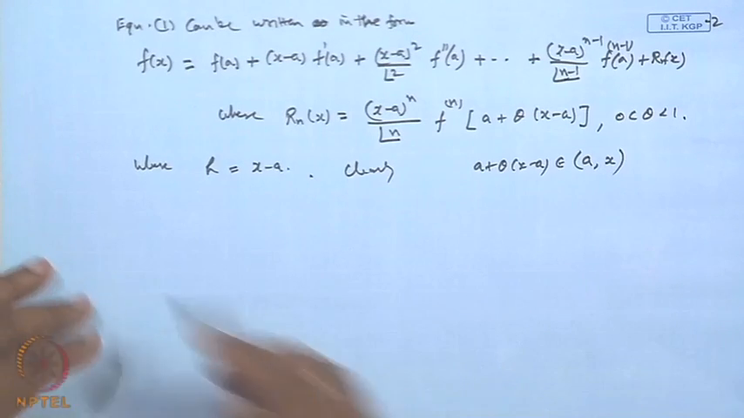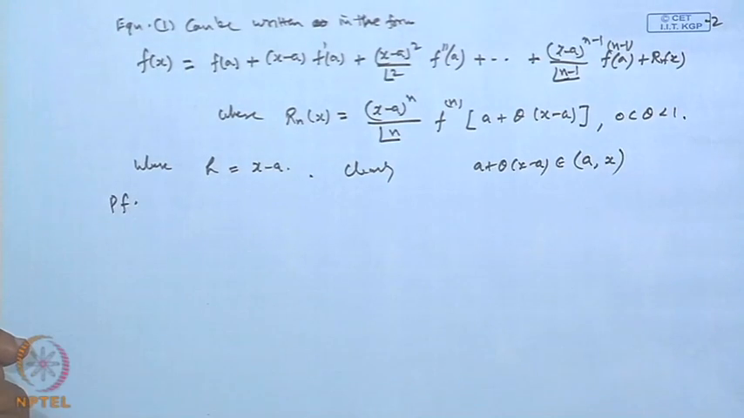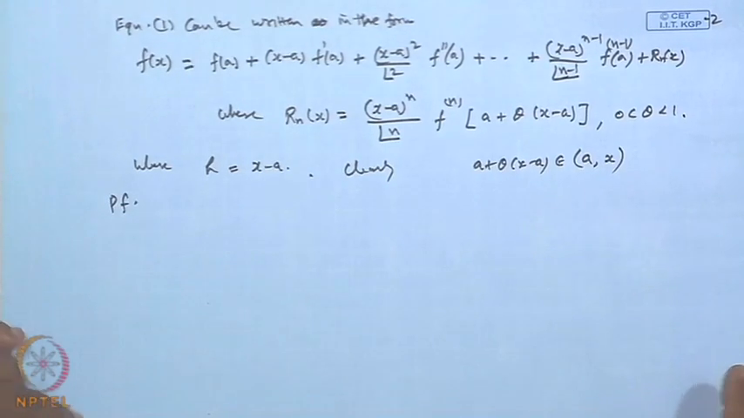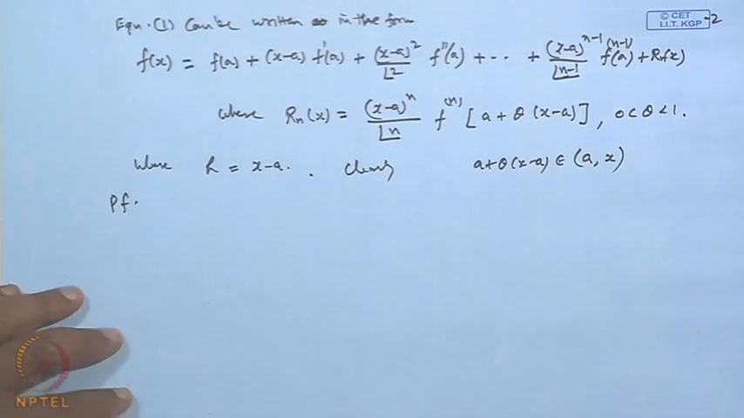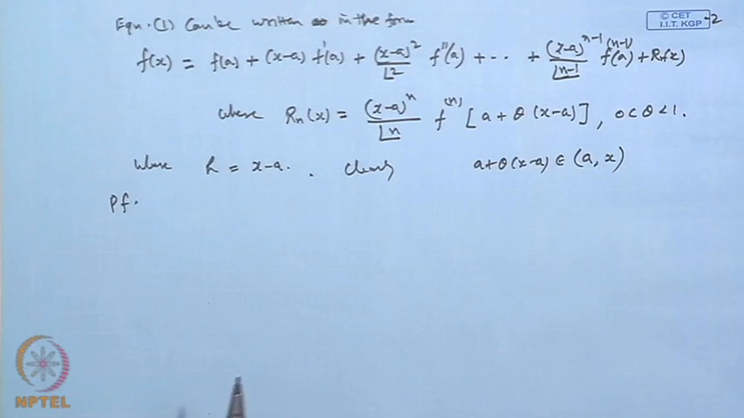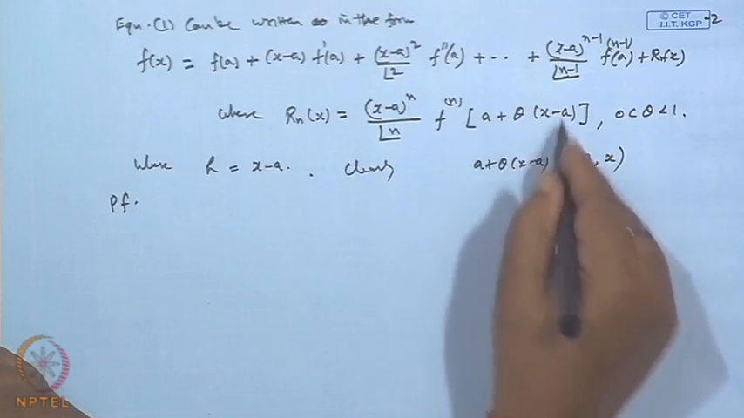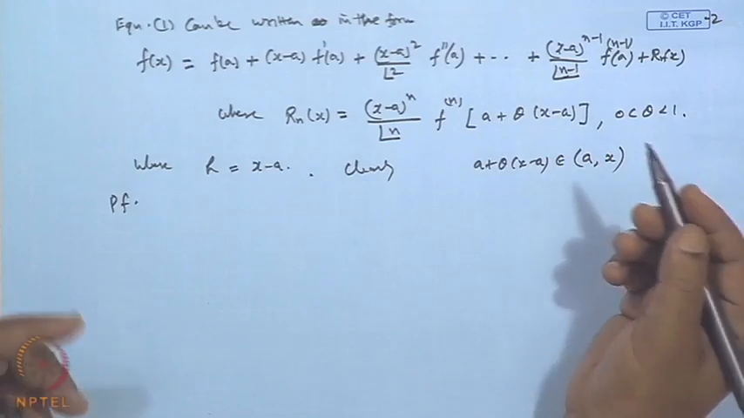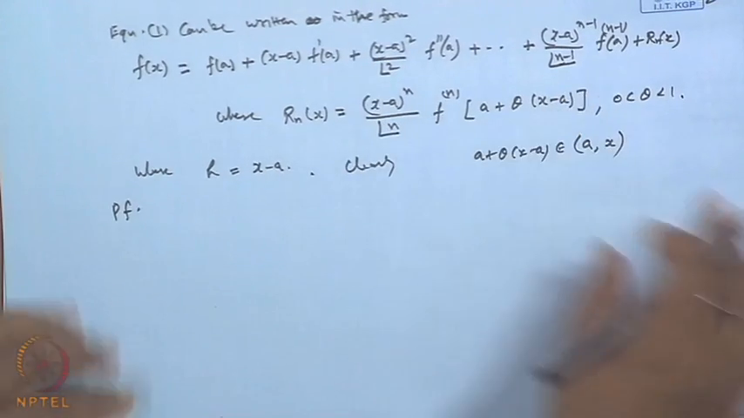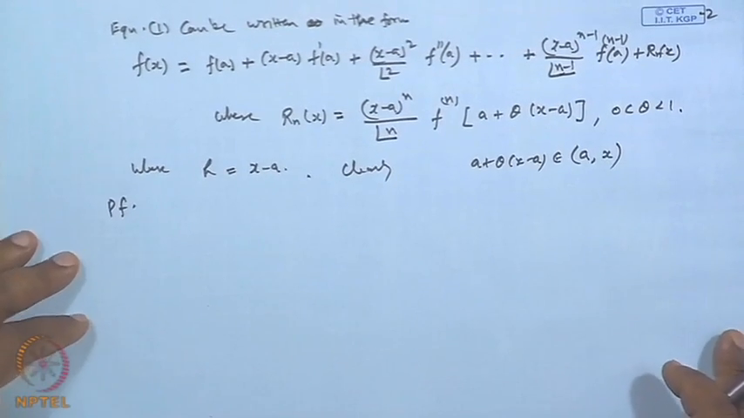The proof of this, which we have not done last time, let us see the proof. Its proof is simple. What we do is construct a function so that we can apply Rolle's theorem, and once you apply Rolle's theorem, a point c can be obtained where the derivative becomes 0, and from here the remainder term will come. That is our idea of the proof.